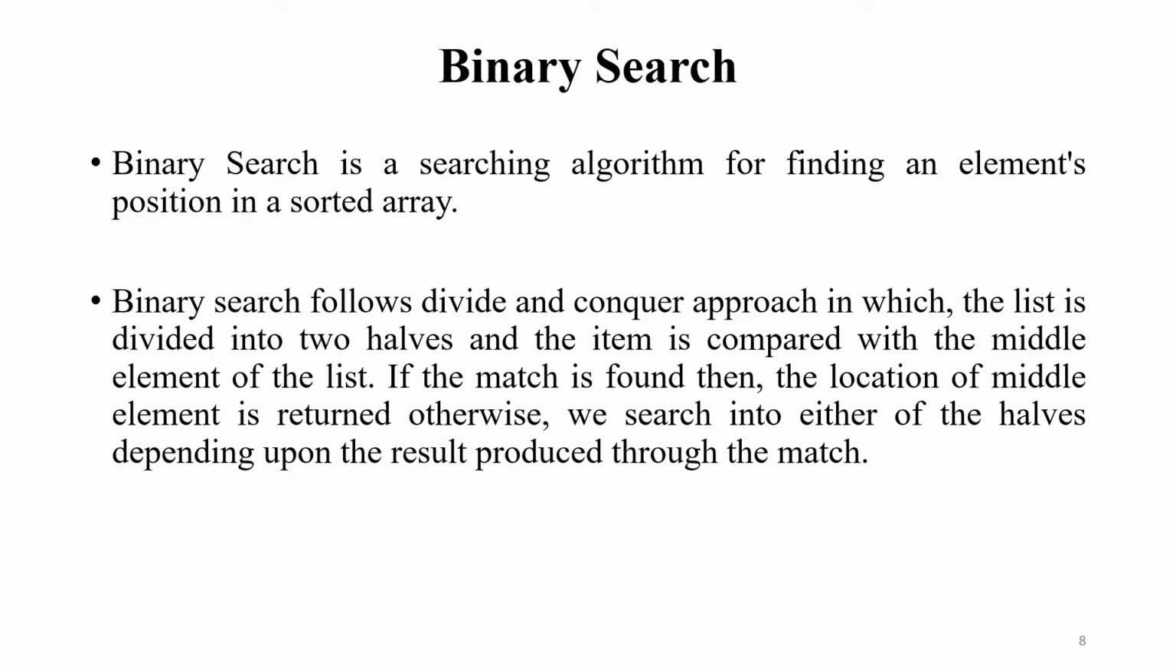The next technique is binary search. In binary search, we follow the divide and conquer approach. We divide the list into two parts. We first find the middle element of the list and then check whether the key, meaning the search element, is greater or less than the middle element. If the key is greater than the middle element, then we search the right part. Follow this procedure until we find the match.